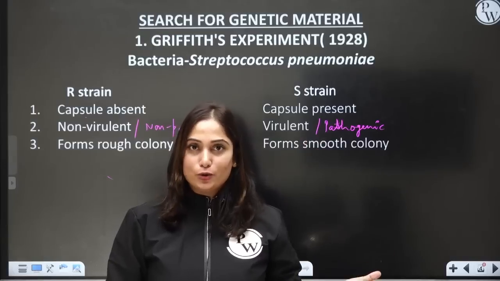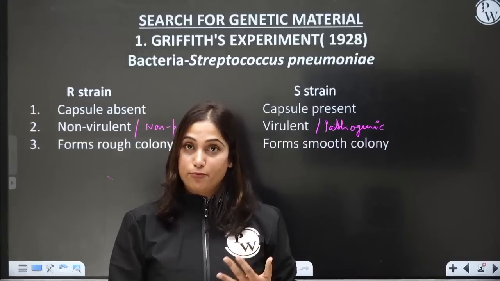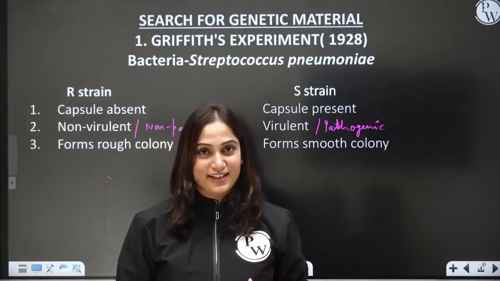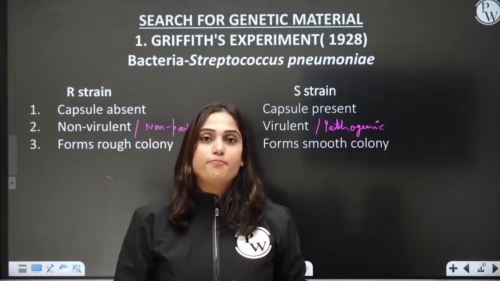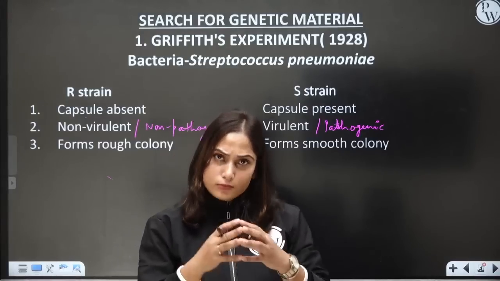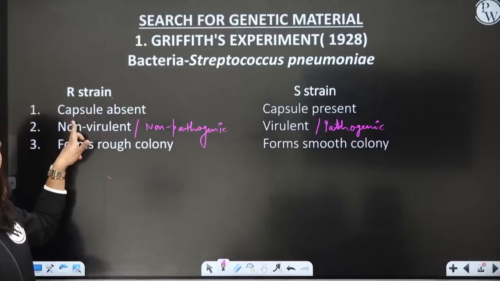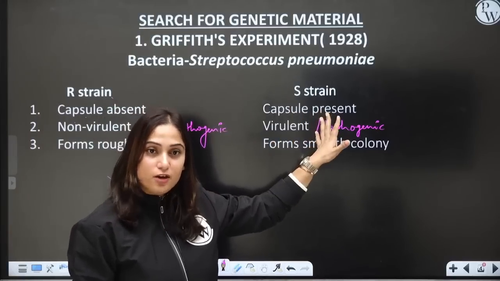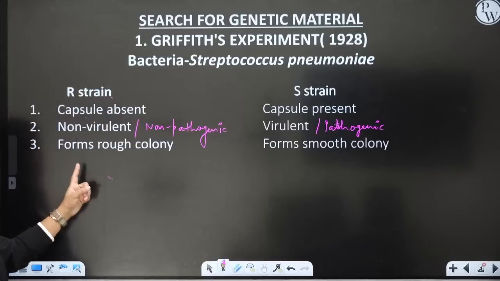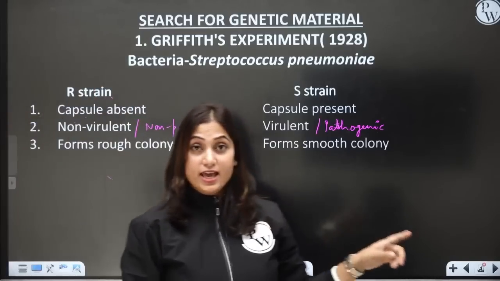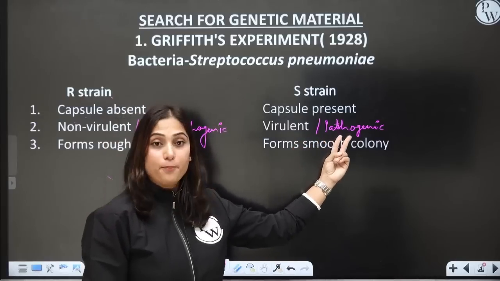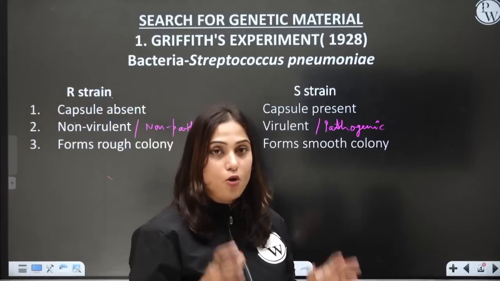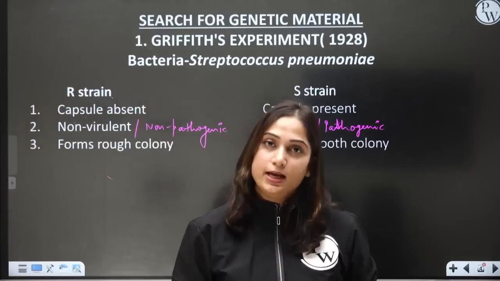Now, as we all know, the basic structure of bacteria, it has a cell membrane, around it it has a cell wall, and around it it has an additional layer called the capsule or slime layer. But it is not necessary that all bacteria should have a capsule. So, R strain does not have a capsule around the cell wall and S strain has the capsule. S strain forms the smooth colony and R strain forms the rough colony. S strain is the virulent strain, that means it is the pathogenic strain which can cause the disease. But R strain is the non-virulent or non-pathogenic strain which cannot cause the disease.